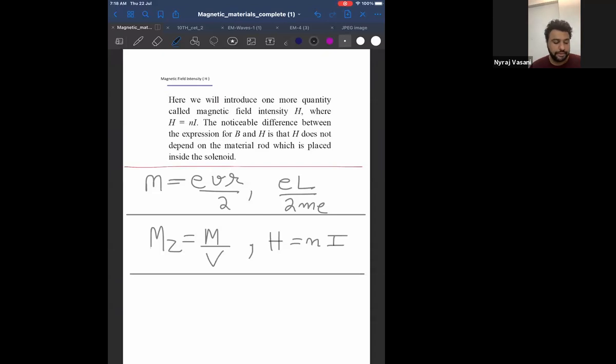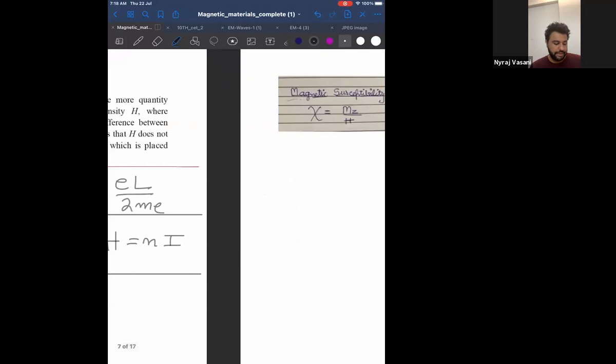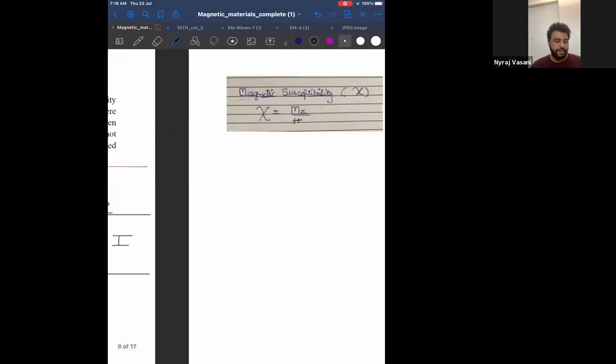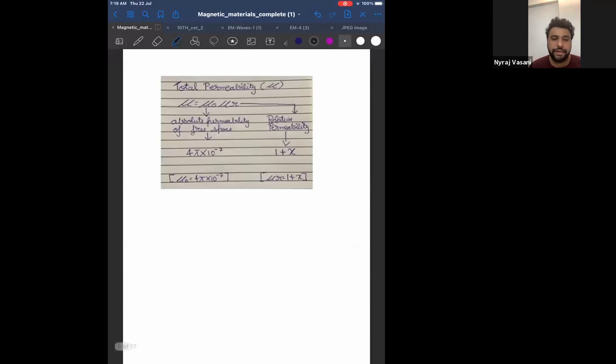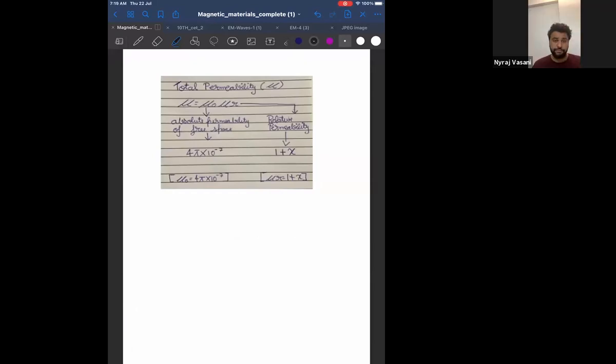Then the next page, we did magnetic susceptibility. Magnetic susceptibility Xi is equal to Mz by H. Tell me, have we done this also? Susceptibility is Mz by H. Correct. Now, have we done total permeability? Yes or no? Have we done this page? No. Okay.